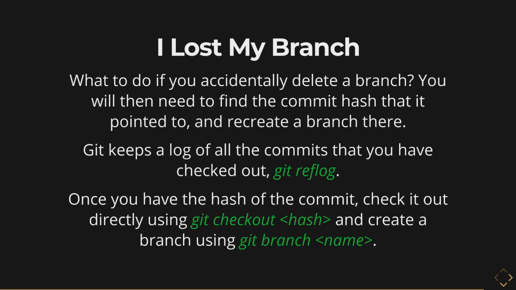Happens all the time. And if you don't remember the name of the head, that is, the commit hash, then what you can do is to run git reflog. Git reflog is a log of all the commits that you've had checked out into your working directory. So if you run git reflog, you should be able to locate the commit that was on that branch, and you can then check out the commit directly. As we said earlier, you can go into detached head state by checking that commit out directly, and then you create a branch there, and all is good.